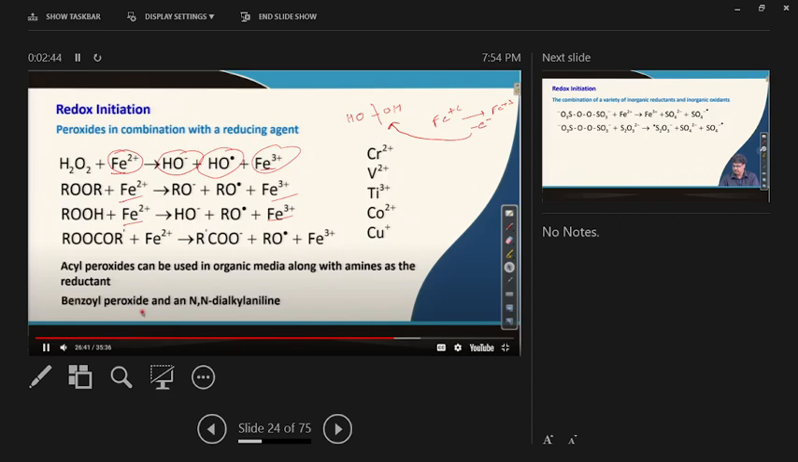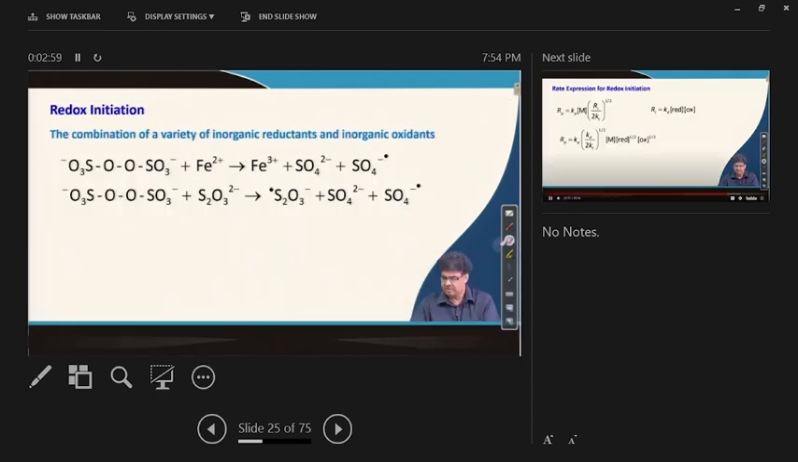It is called redox initiation. Okay, so alkyl peroxide can be used in organic media along with amine as the reductant. Then benzoyl peroxide and N,N-dialkylamine can also be used. Okay, so now it is a combination of a variety of organic reductants and oxidants.